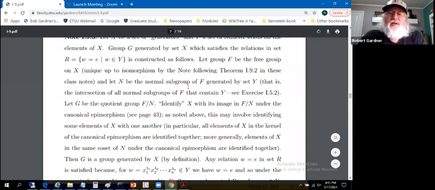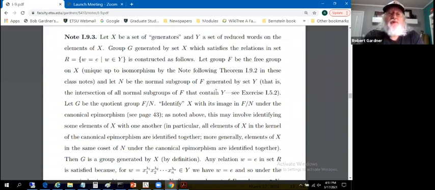And let N be the normal subgroup of F generated by Y, the set of words that determine these relations. So there's three sets. There's the generators in set X. There's the words in set Y that determine the relations in set R.